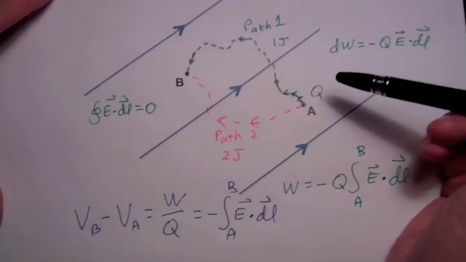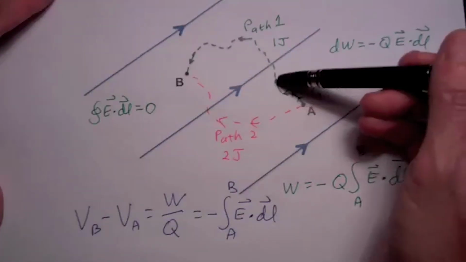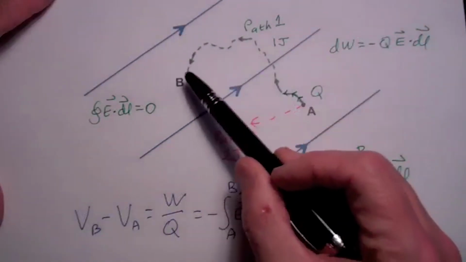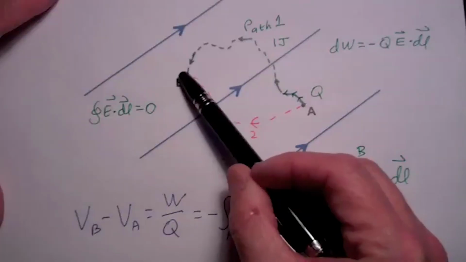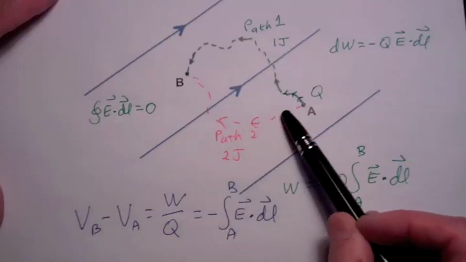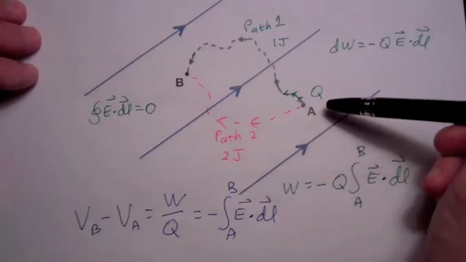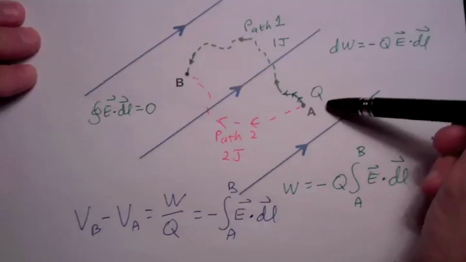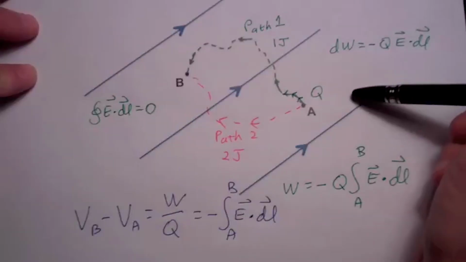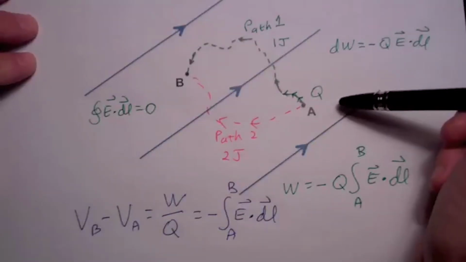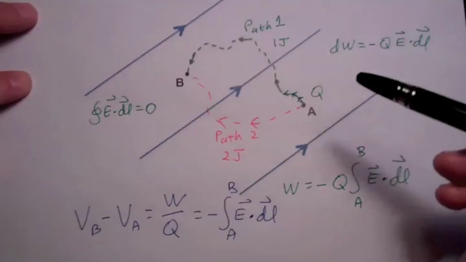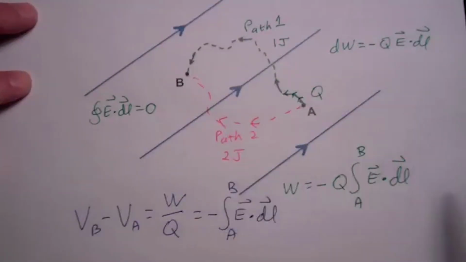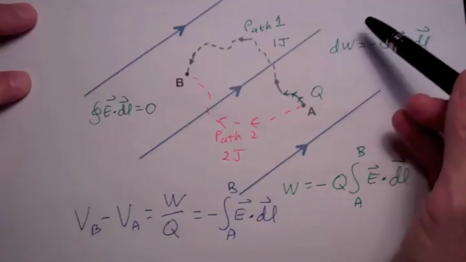So, what that would mean then is if we would go from A to B along path 1, we would expend 1 joule of energy, we would do 1 joule of work, and coming back from B to A along path 2, we would extract 2 joules. So overall, we would gain a joule of energy. Now that would be a violation of conservation of energy. So this is indicating that the integral of E dot dL from A to B is going to be independent of the path we take.